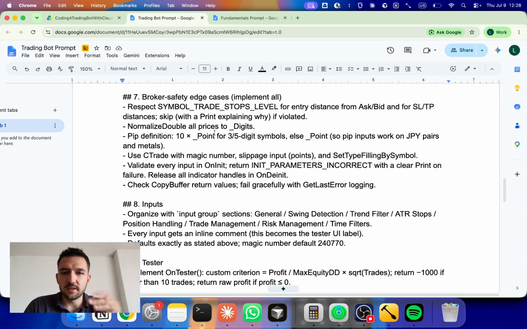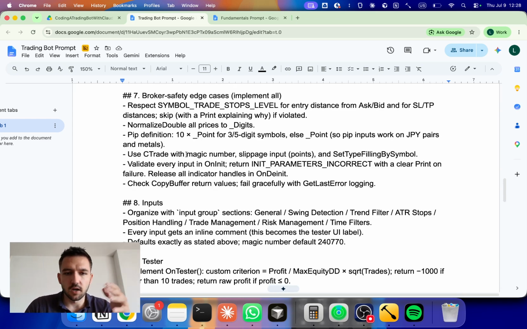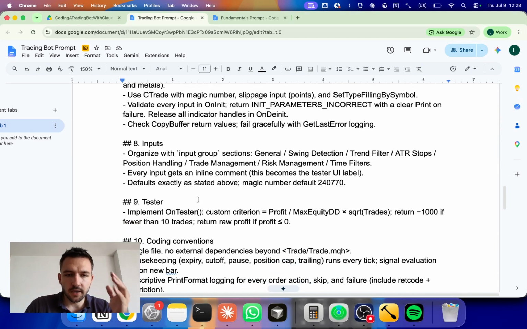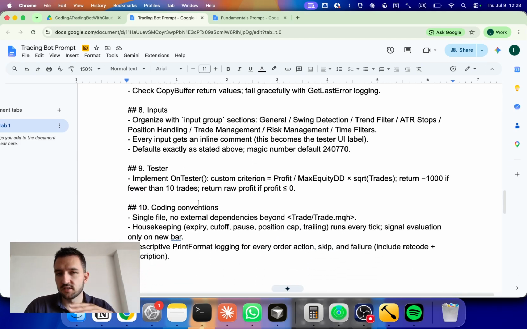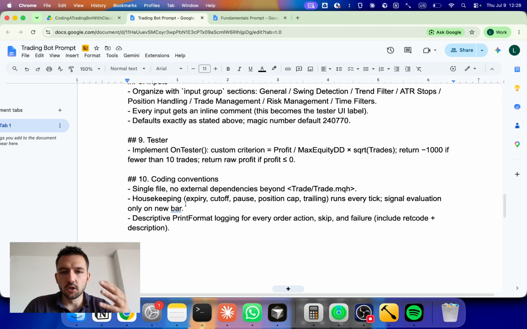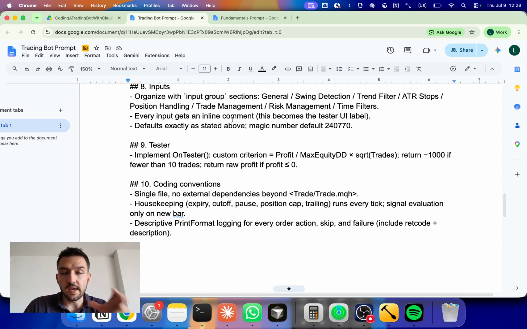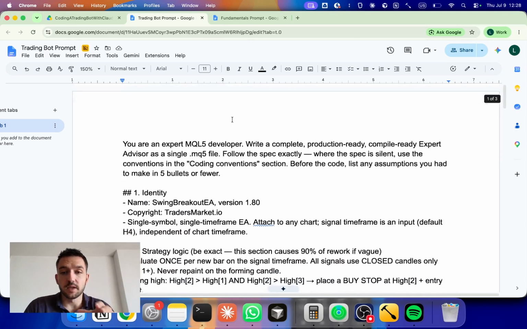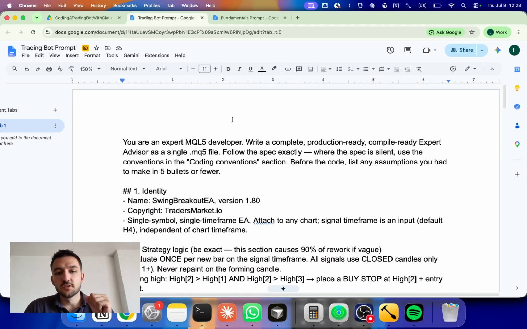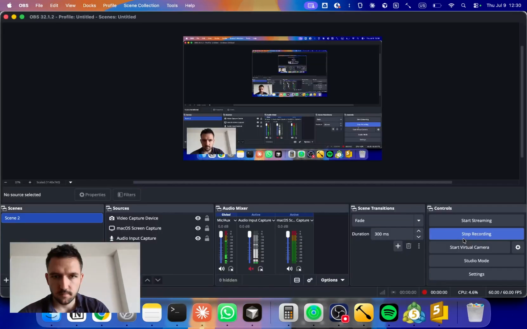And other stuff is just some standard stuff regarding broker safety, inputs, tester, coding conventions, etc. So it's just some good stuff to put in order to make sure that the AI is gonna code really the best bot possible. So now let's see what the AI did while we were talking and what it coded.